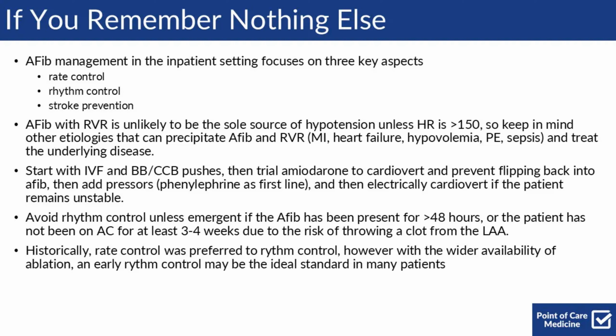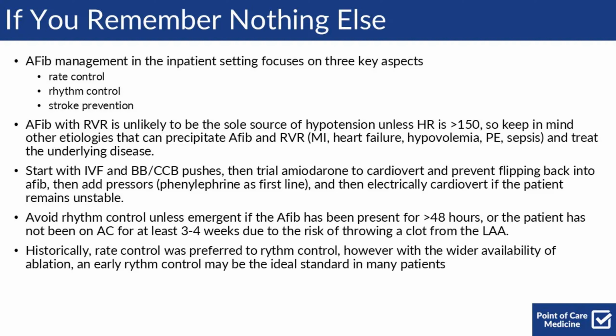Keep in mind other etiologies that can precipitate AFib and RVR, including MI, heart failure, hypovolemia, PE, sepsis, and treat the underlying disease. Start with IV fluids and beta blocker or calcium channel blocker pushes. Then trial amiodarone to cardiovert and prevent flipping back into AFib. Add pressors with phenylephrine as the first line. Then electrically cardiovert if the patient remains unstable.